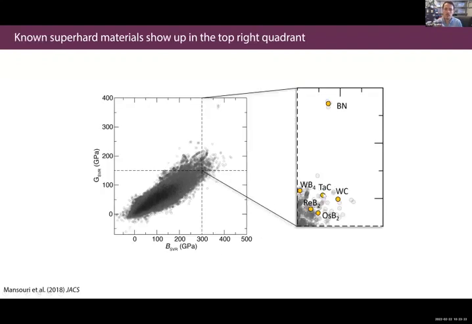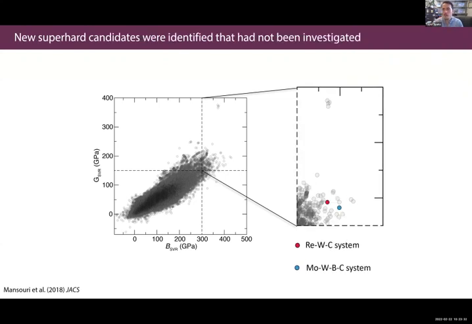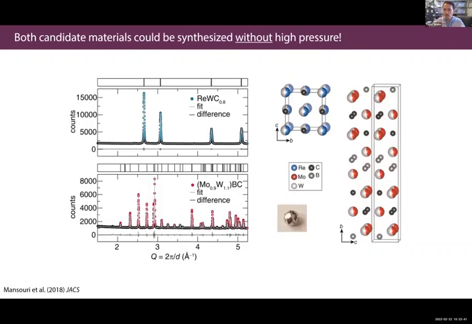And if you look in, we know that the materials that are going to be super hard are going to be the ones that have high values for both. And if you look in that region, sure enough, all the sort of known super hard materials are in that region. It's good. But there were a couple that weren't known, right? This rhenium tungsten carbide, this moly boron tungsten carbide. These things, nobody had measured their hardness before. And so we decided to make them.